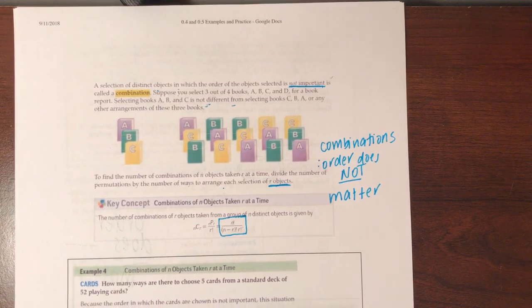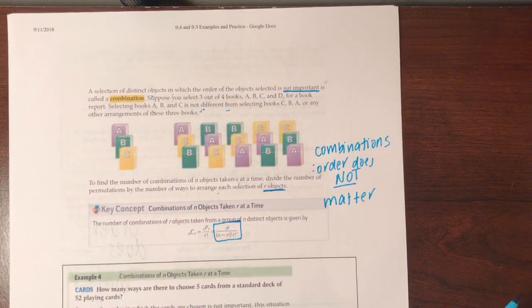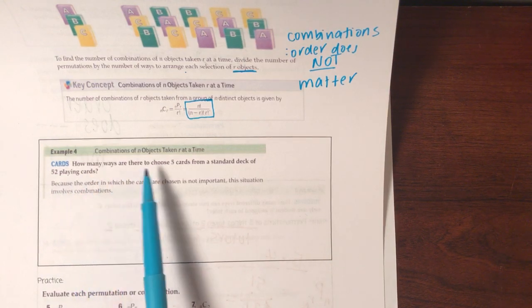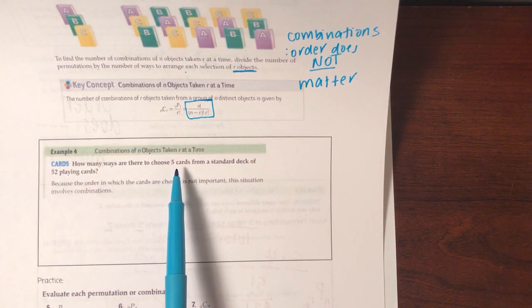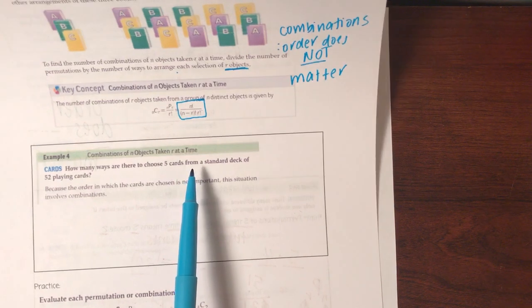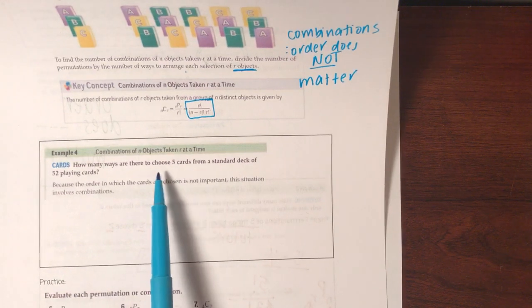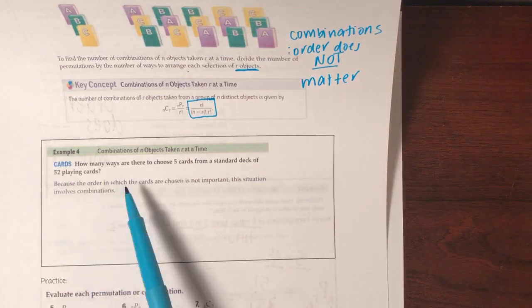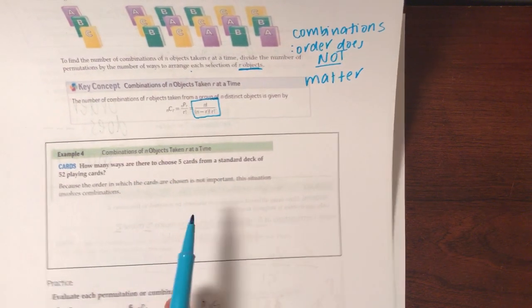Okay. So looking at example 4, it says how many ways are there to choose 5 cards from a standard deck of 52 playing cards? Well, if we choose 5 cards, does it matter what order we choose them in? Not really, because once we get those 5 cards, we can organize them in our hand any way we want. So order does not matter. That's why it's a combination. So let's figure this out.